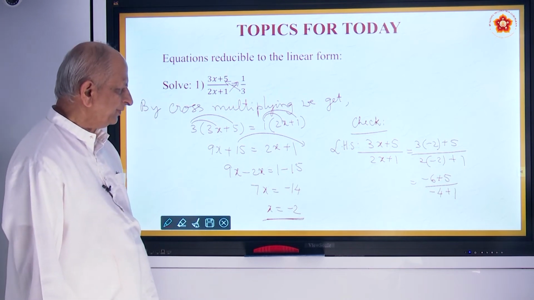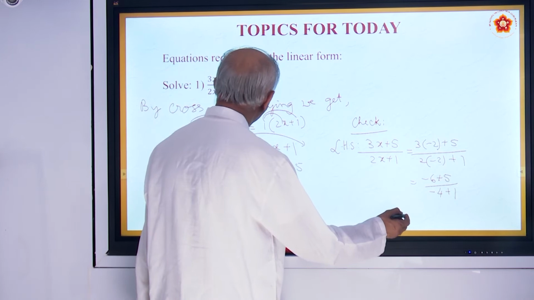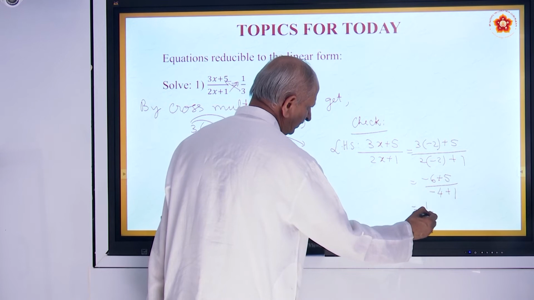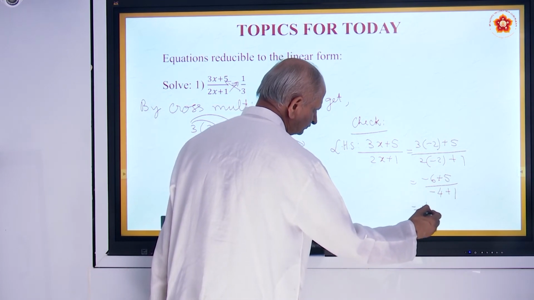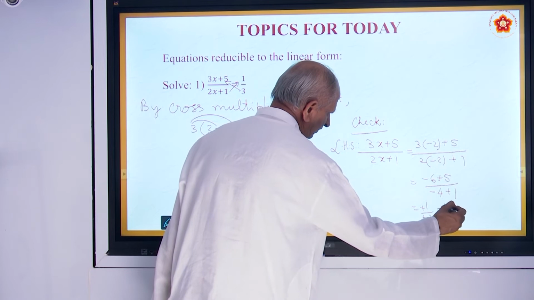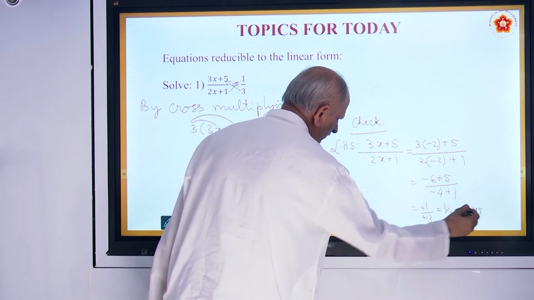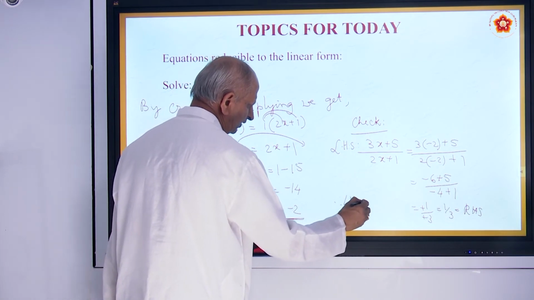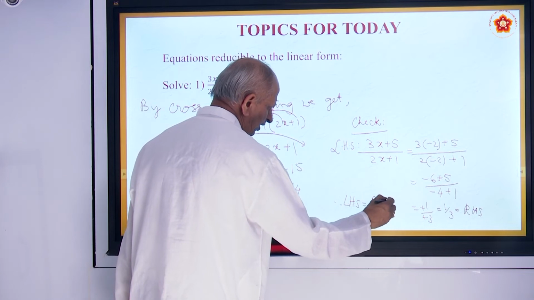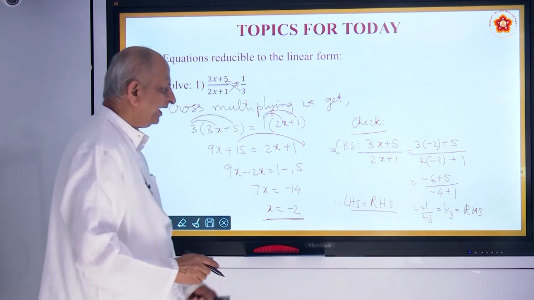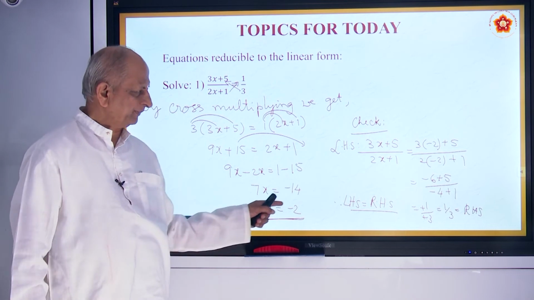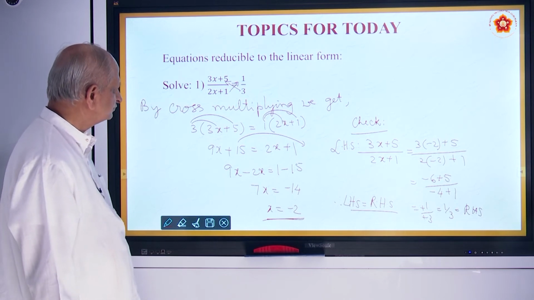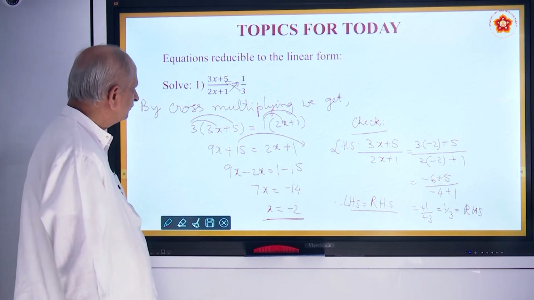So minus 6 plus 5 means how much? Minus 1, divided by minus 3. So minus minus becomes plus. 1 by 3, that is nothing but RHS. So what do you observe? Left hand side is 1 by 3, and right hand side is also 1 by 3. That means the value of x equal to minus 2 is correct. Okay? Noted?